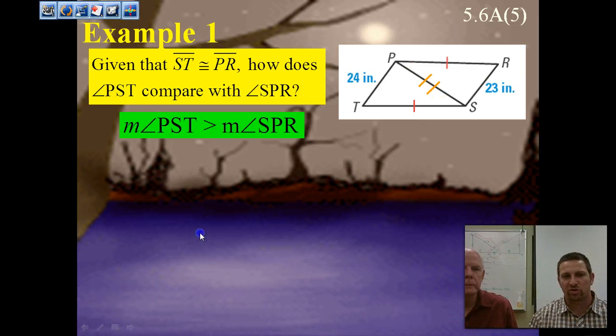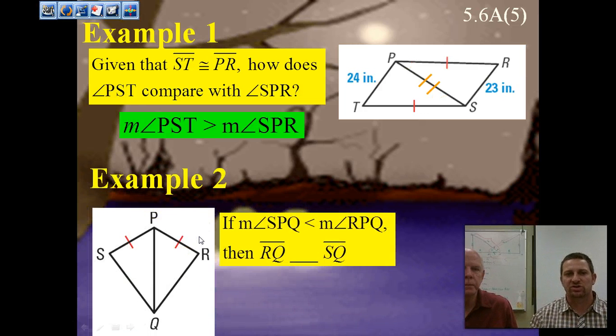All right, so let's go to the converse now. Okay, so now if I have this piece again here, now I'm saying if the measurement of angle SPQ is less than the measurement of angle RPQ, then what statement can we make? Now once again, we only have one piece of the Hinge theorem. Remember, we need those 2 congruent sides in order for the Hinge theorem to work.